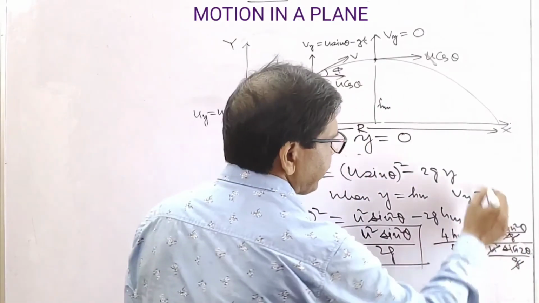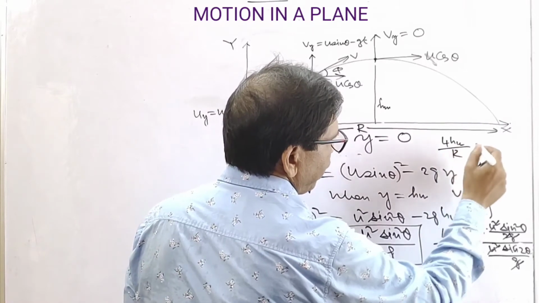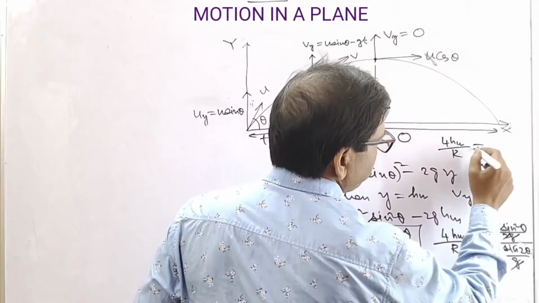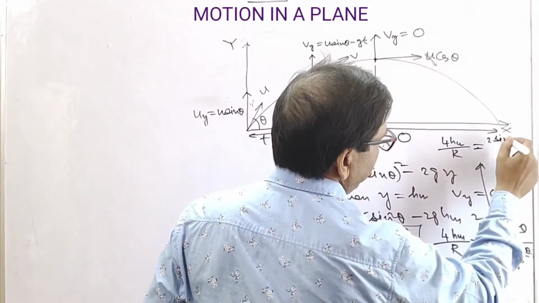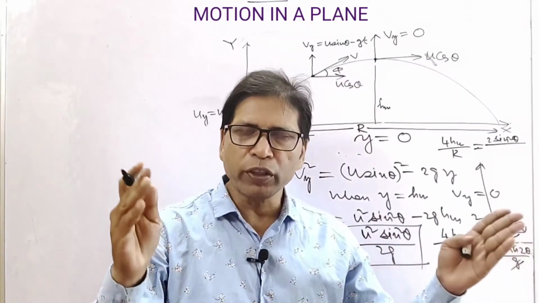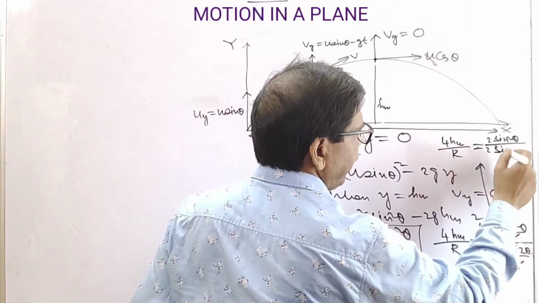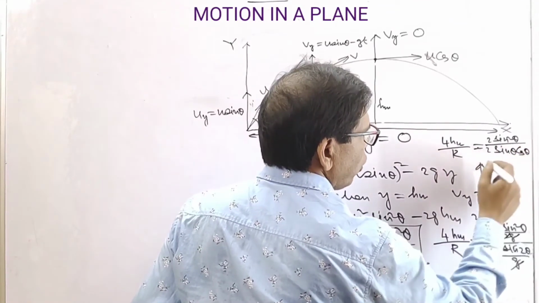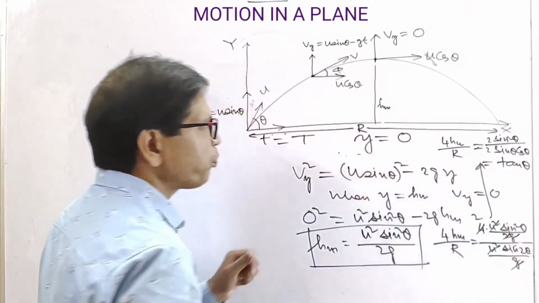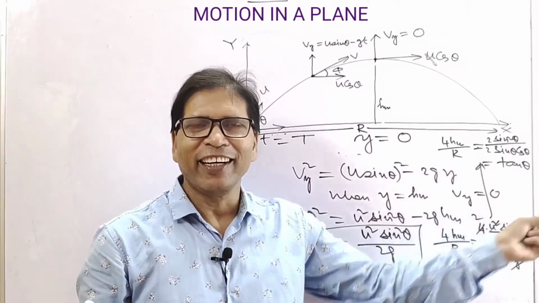So now look at this here: 4Hm divided by capital R equals 2 sin square theta divided by sin 2 theta. Sin 2 theta means 2 sin theta cos theta. So this is 2 sin theta into cos theta, which gives tan theta. Therefore, 4Hm by R is equal to tan theta.